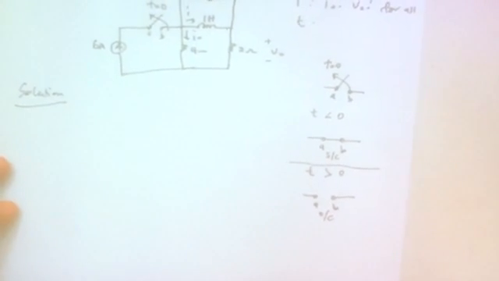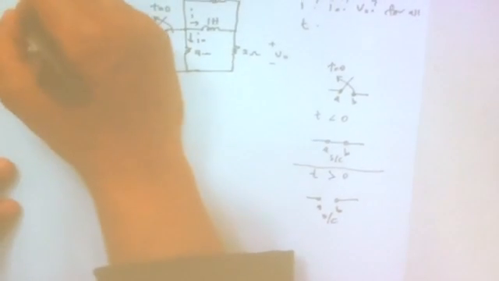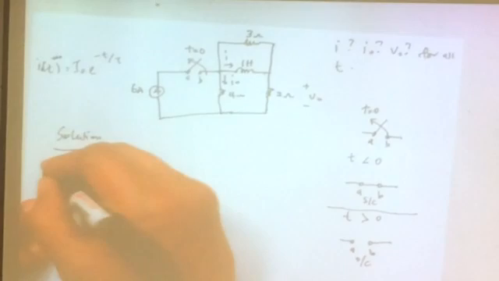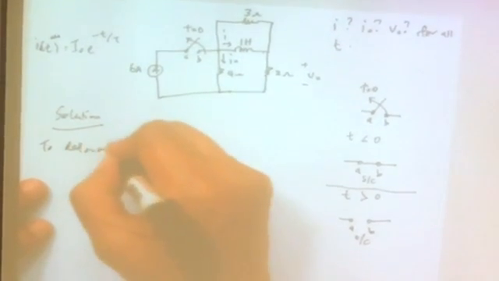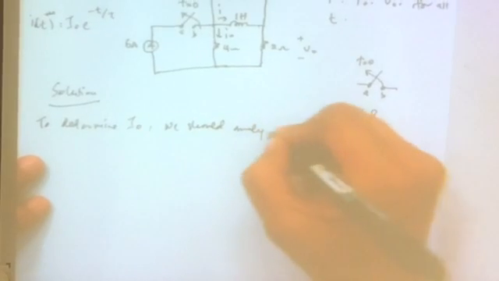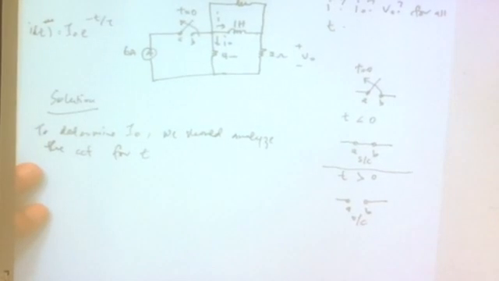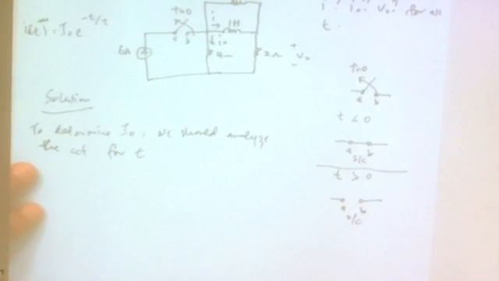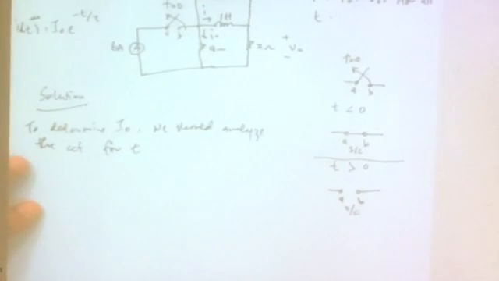The most important equation in the source-free RL circuit is I(t) equal to I0 exponential minus t over tau. First we want to determine I0. To determine I0, we should analyze the circuit for what? For t less or more than 0?